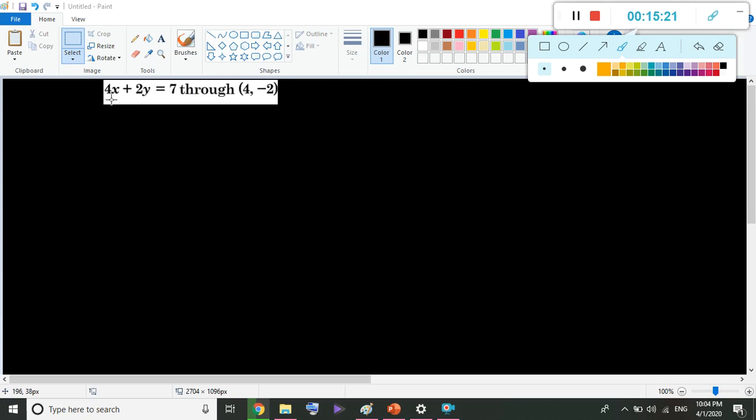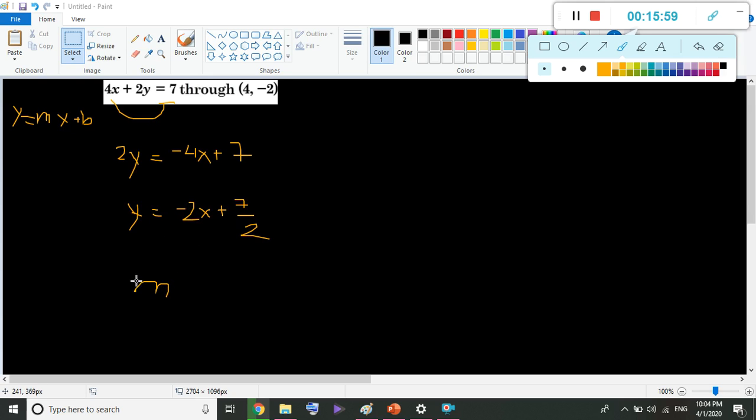So again, we're going to write it as y equals mx plus b, so we can easily find m. We're going to move the 4x over there. It's going to be 2y equals negative 4x plus 7. Then we're going to divide everything by 2. It's going to be y equals negative 4 over 2, which is equal to negative 2x plus 7 over 2. So it means we can find the slope from here. So the slope m equals negative 2.